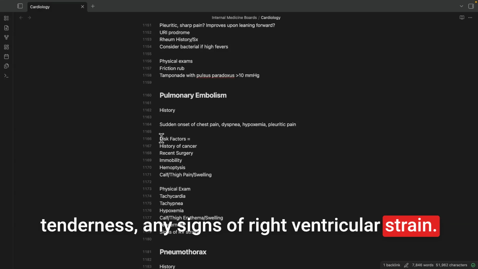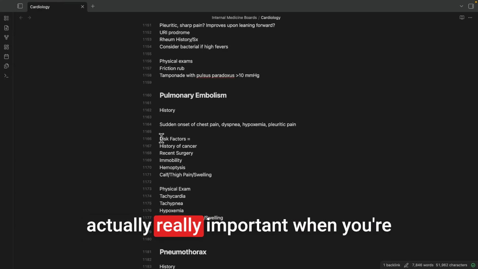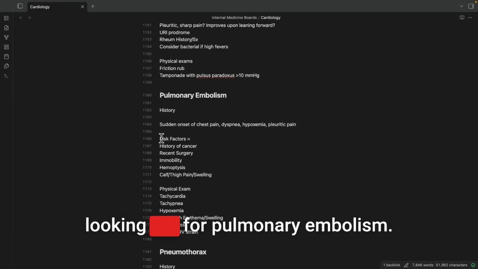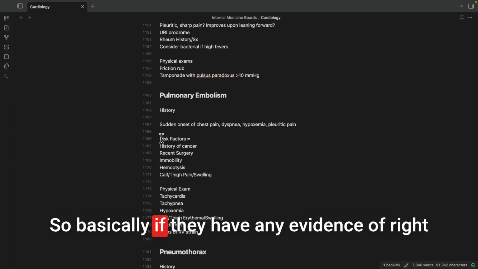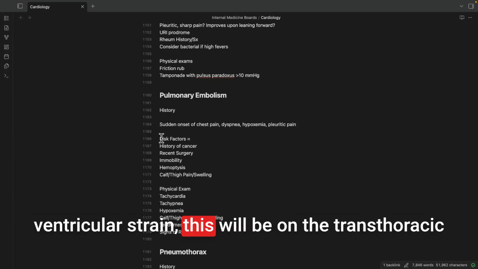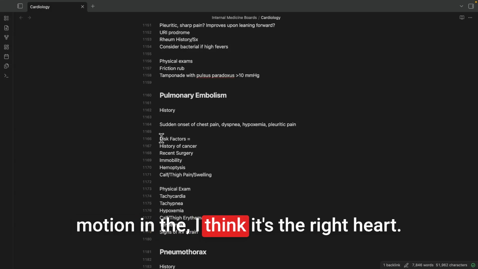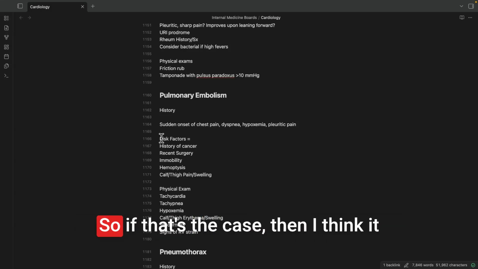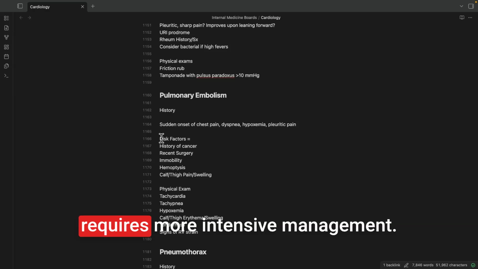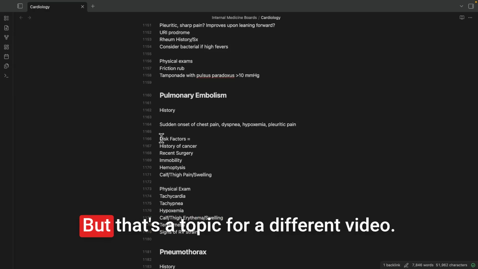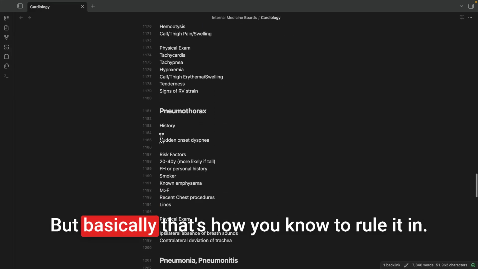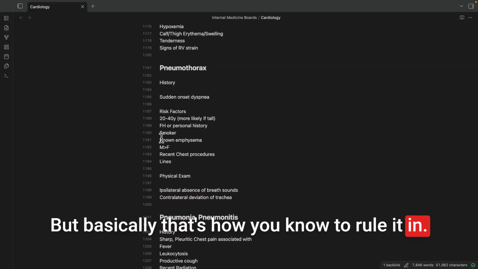So this right ventricular strain is actually really important when you're looking out for pulmonary embolism. So basically, if they have any evidence of right ventricular strain, this will be on the transthoracic echo, and it'll show decreased wall motion in the, I think it's the right heart. So if that's the case, then I think it requires more intensive management, but that's a topic for a different video. But basically, that's how you know to rule it in.